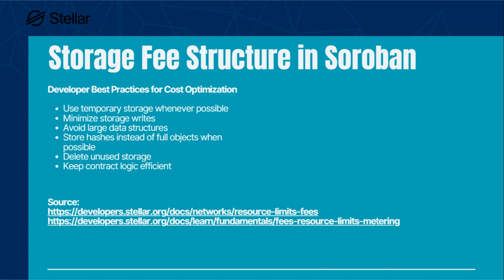And third, user order history. For this, you use persistent storage because users need to see the history. Then, temporary computation results during trade execution. For that, you use temporary storage because it's only needed during execution. So by choosing the appropriate storage type for each piece of data, you minimize cost while maintaining functionality.